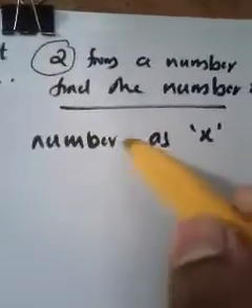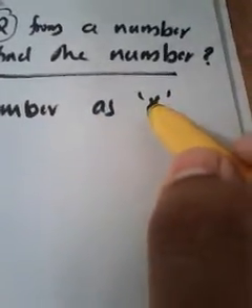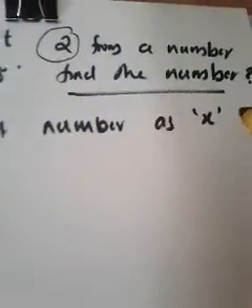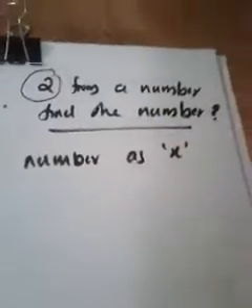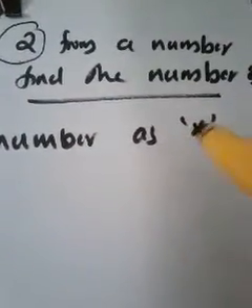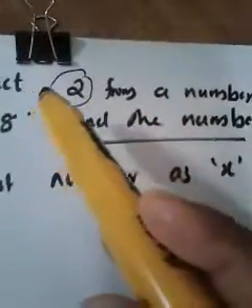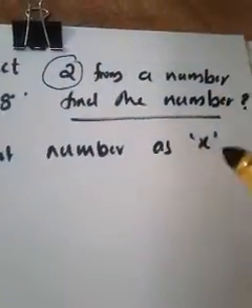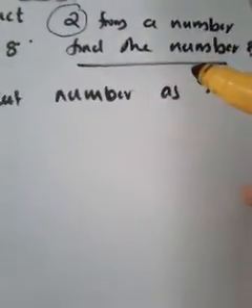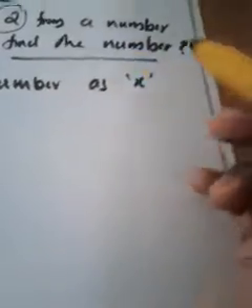Let that number, or that unknown, be what? x. Then what am I going to do? I am going to subtract 2 from that number. Here I mentioned that number as x. So when I subtract 2 from that number, how can I write it? See, how can you subtract 2 from 20? How can we write that?